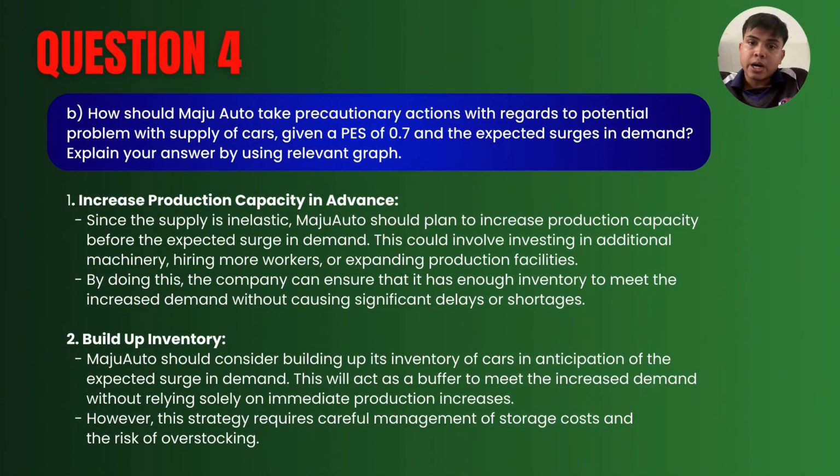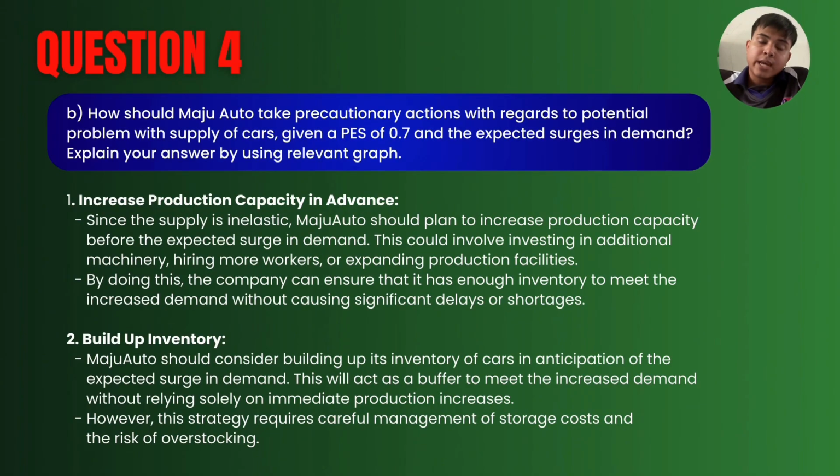There are two key strategies Maju Auto can adopt to handle potential supply issues. First is to increase production capacity in advance. Since supply is inelastic, Maju Auto should plan ahead by expanding its production facility, hiring more workers, or investing in new technology. This proactive approach ensures that they can meet future demand without significant delays.